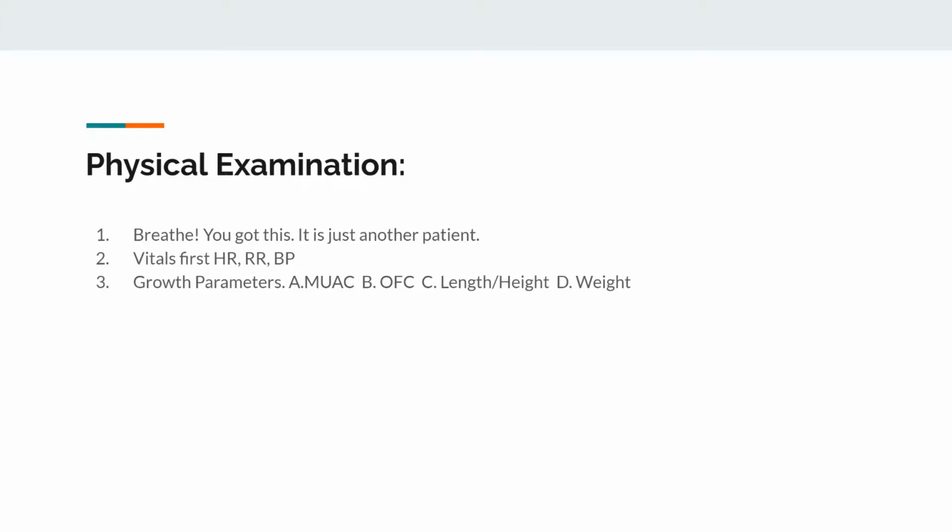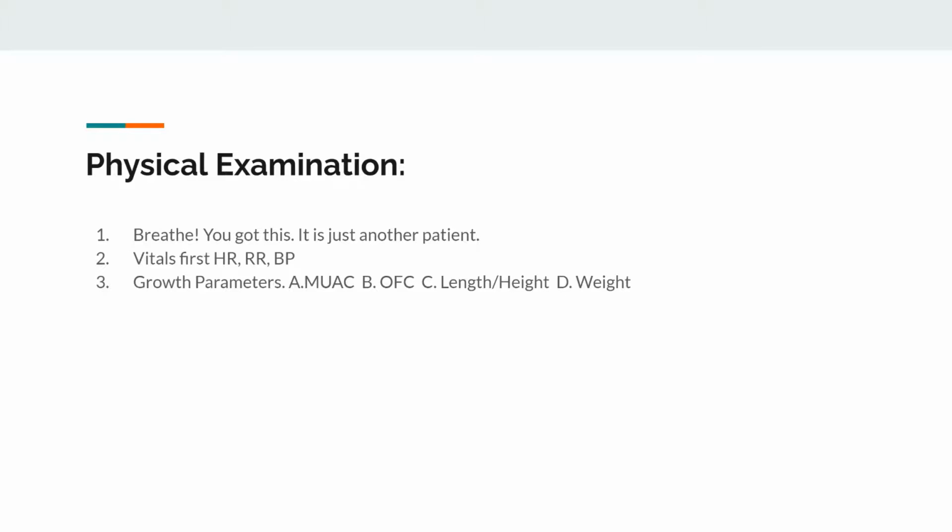Growth parameters. A, mid-upper arm circumference, the circumference of your upper arm in the middle. It is exactly what it says. There's a method to do it. I would recommend that you learn it or read it from the internet. It's very easy to do. Do not worry, it's very easy.